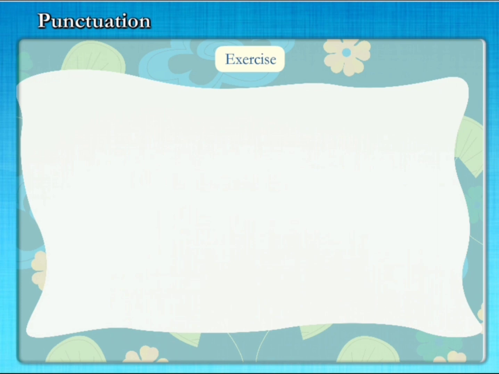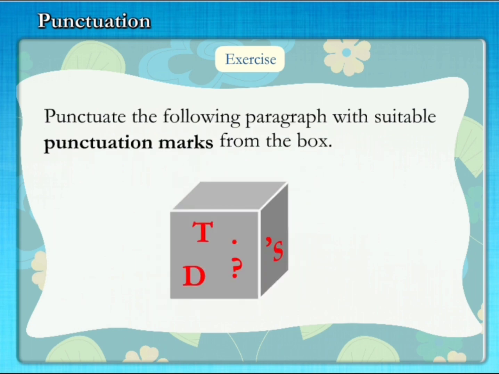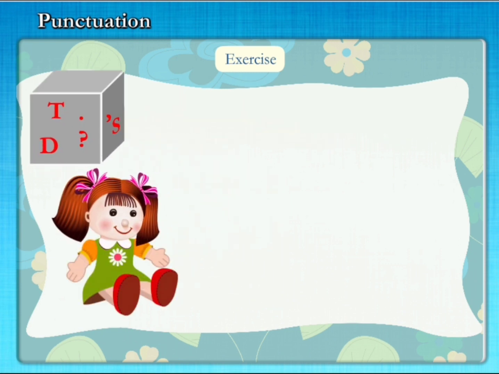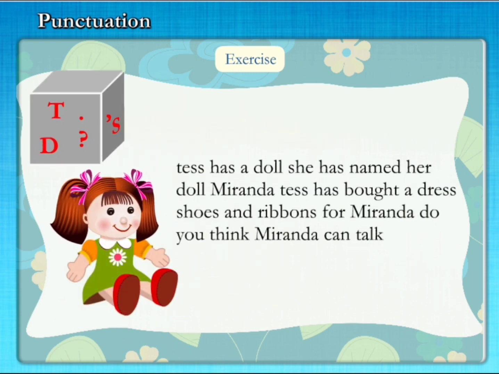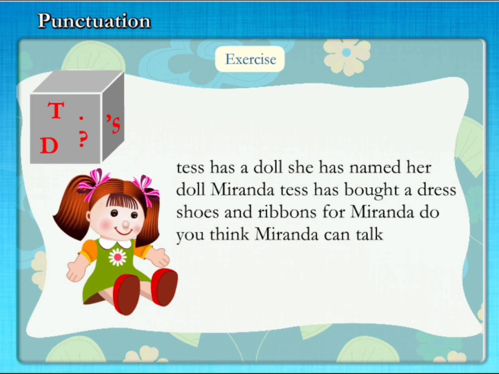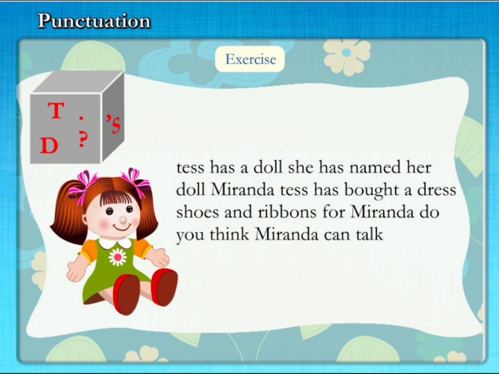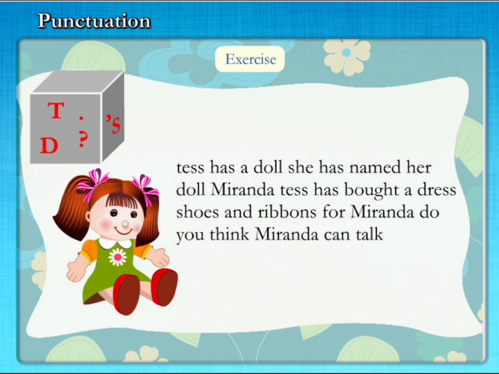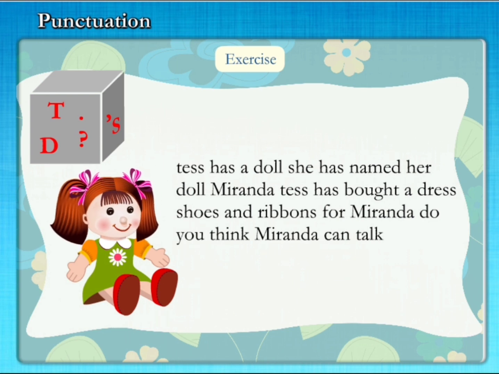Here is an exercise to check how well you have learned punctuation marks. Punctuate the paragraph with suitable punctuation marks from the box. Tess has a doll. She has named her doll Miranda. Tess has bought a dress, shoes and ribbons for Miranda. Do you think Miranda can talk? This paragraph does not make any sense as the punctuation marks are missing. Let us put the punctuation in the correct places and read the paragraph again.